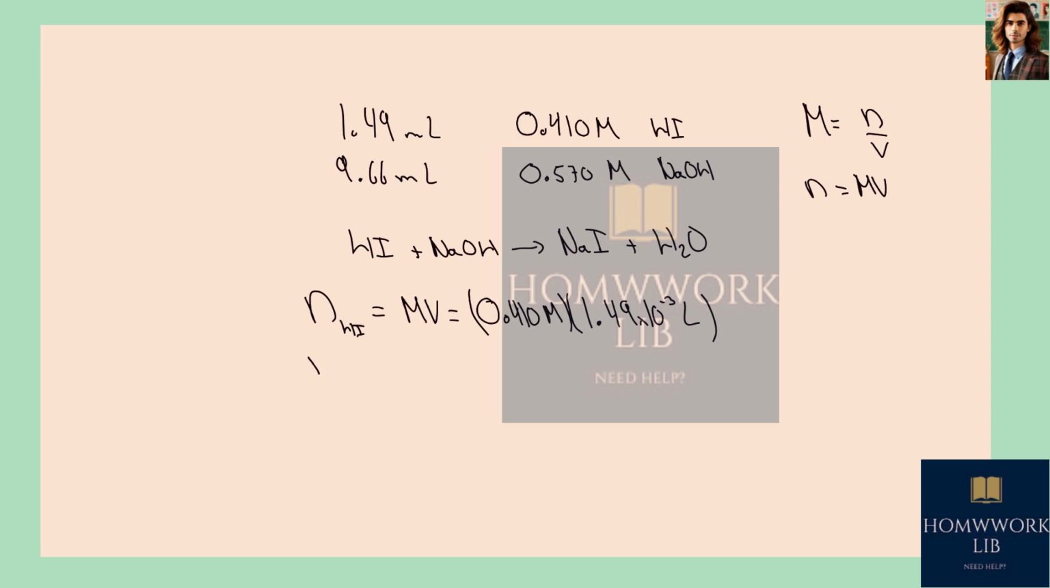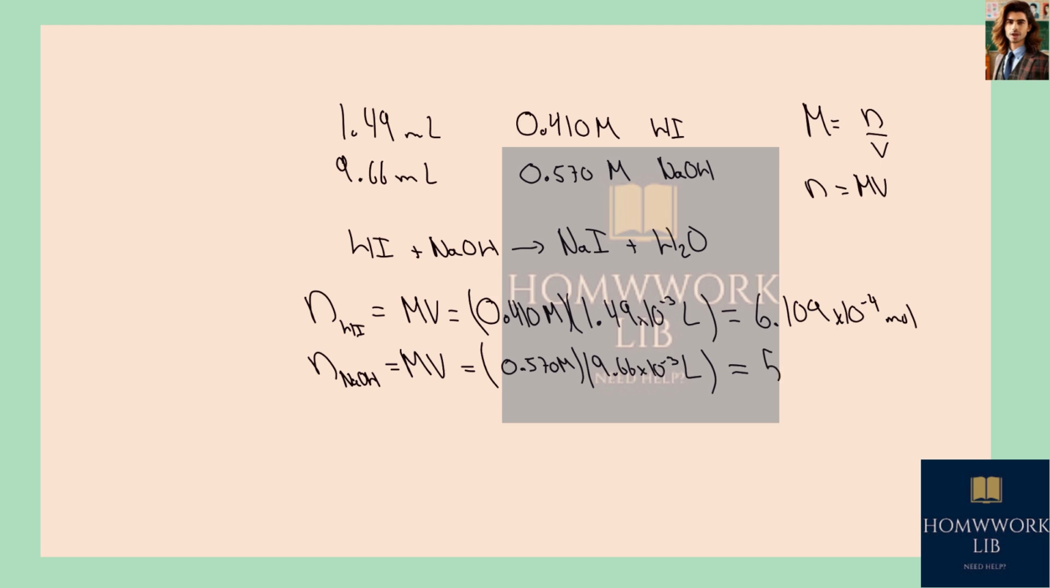And I'm going to do exactly the same with NaOH, which is 0.570 molar times 9.66 times 10 to the minus 3 liters. And the results are respectively 6.109 times 10 to the minus 4 mole and 5.5062 times 10 to the minus 3 mole.